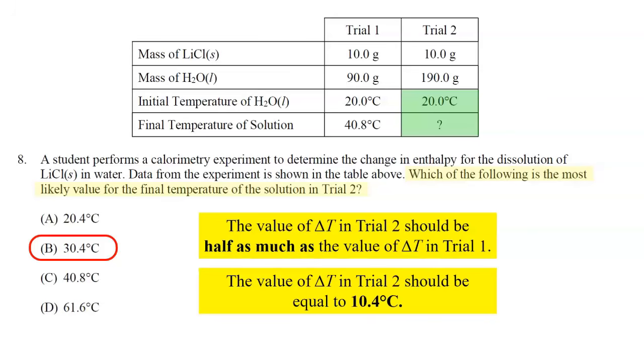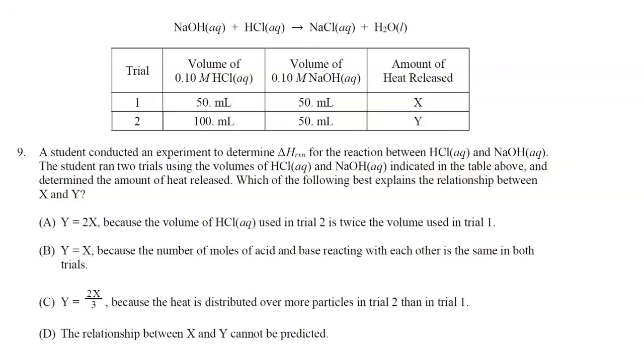Now let's take a look at question 9. In question 9, it says a student conducted an experiment to determine the change in enthalpy, or the delta H, for the reaction between aqueous hydrochloric acid, HCl, and aqueous sodium hydroxide, NaOH. The student ran 2 trials using the volumes of hydrochloric acid and sodium hydroxide indicated in the table above, and determined the amount of heat released. Which of the following best explains the relationship between X and Y?